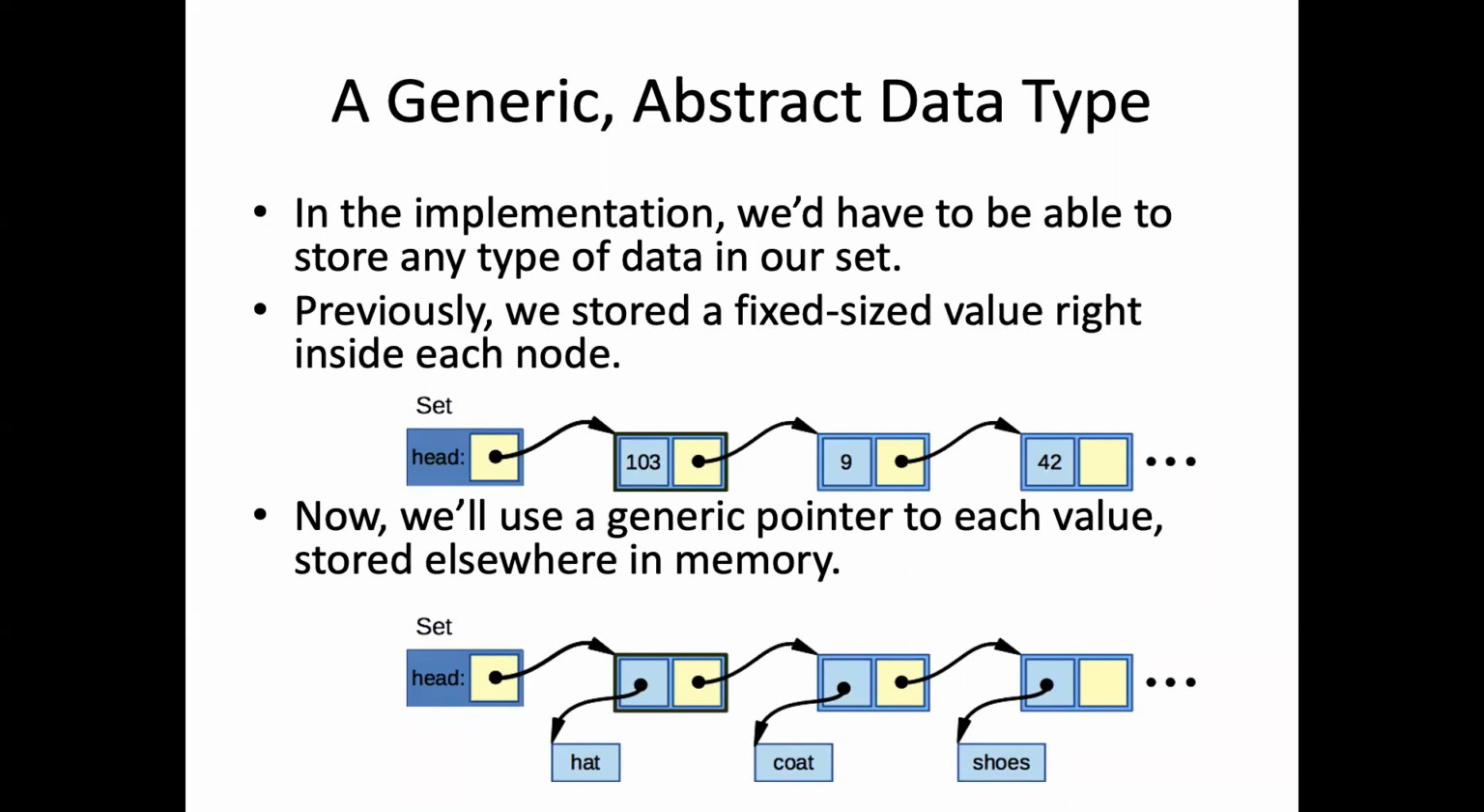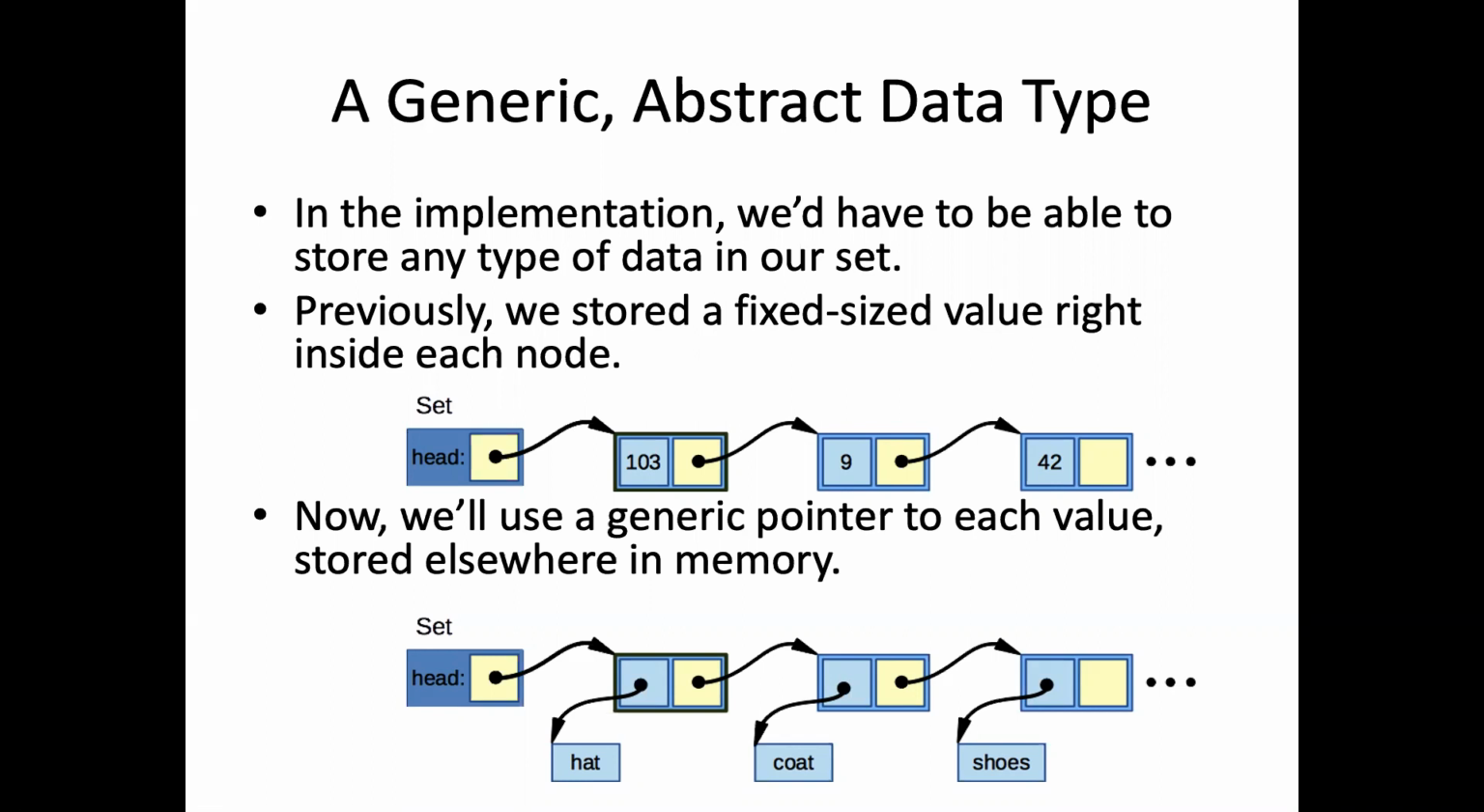So we're going to go from a representation that looks like this top picture, where each node contained the value it was storing, down to this bottom picture where every node contains a pointer to the value it's storing. And we'll use a generic pointer for that, a void pointer in C. Notice this is what Java does already.